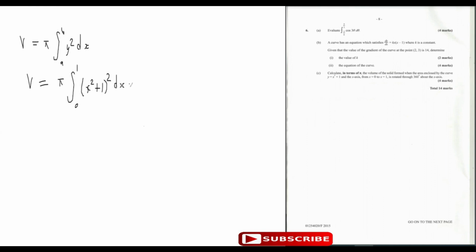So we work this out now. Volume is pi times the integral from 0 to 1 of the first term squared, which is x to the 4, plus twice the product of the two, which is 2x squared, plus the second term squared, which is 1. Nice and easy. This is how we get volume.